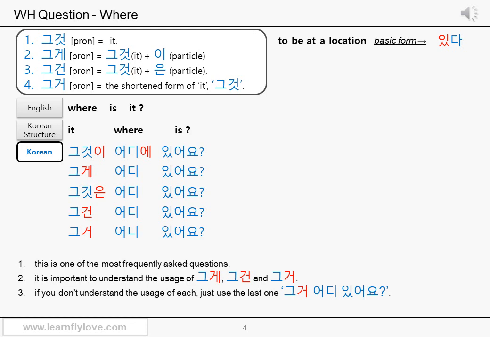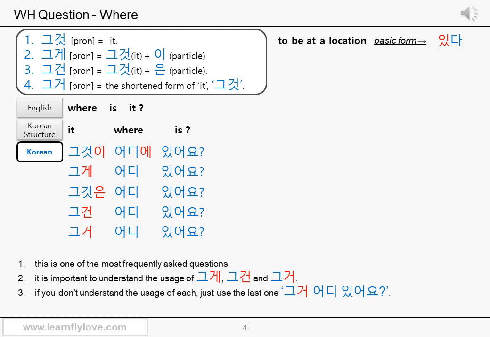So 그거 also can be used to refer to something which is not a subject of the sentence, because the subject particle is not added to it. Let's not talk further about this here. You will learn the usage of each eventually. Just remember that when someone is talking about some place and you want to know the location of the place, you can use 그게 어디 있어요? Or 그거 어디 있어요? It's fine too. And this person is now talking about another place. Then you can use 그건 어디 있어요?